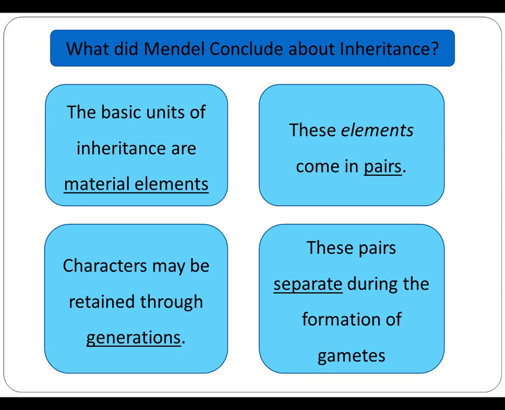And fourth, he said during the formation of the plant pollen and the plant eggs, these pairs got separated. Okay, so they're not only coming in pairs, but when the eggs and the pollen are made by plants, those pairs are actually separated into different eggs or pollen granules. Okay? Those pairs are there, they're retained through generations, and they can separate in order to make a seed in the plant that he was studying.